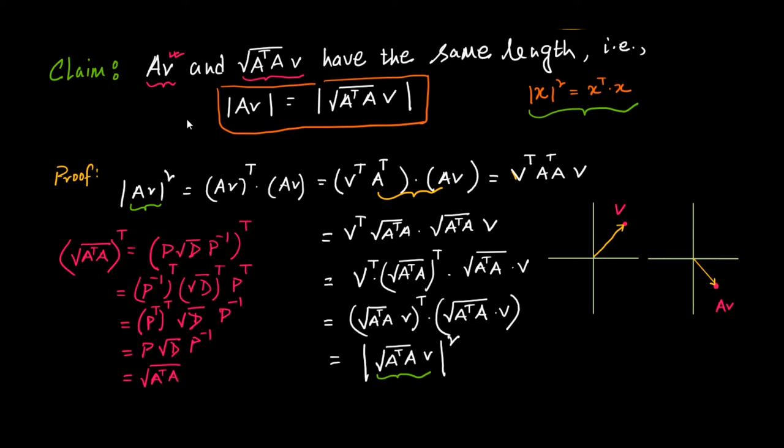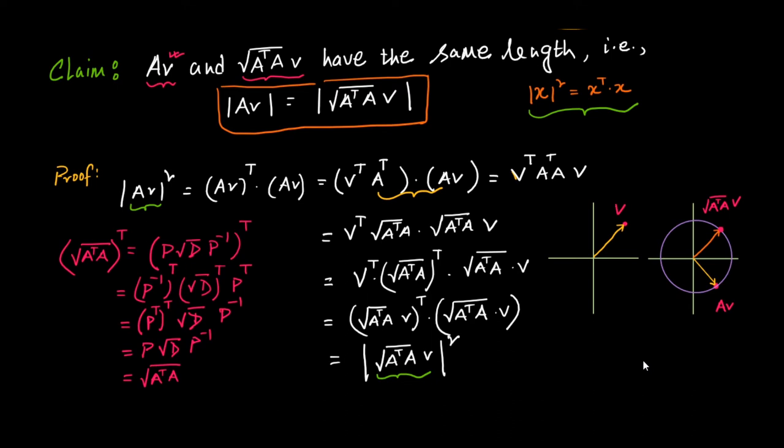Then this claim says that wherever this V goes under A, under square root of A transpose A it goes to a point on the same circle. That means on whichever circle this point lies, square root of A transpose A V will be a point on the same circle. Geometrically, it will lie somewhere maybe like this. I hope you understand why I said that the two will lie on the same circle, because every point lying on this circle has the same length. So when I am claiming that AV and square root of A transpose A into V have the same length, I can conclude that they are lying on the same circle.